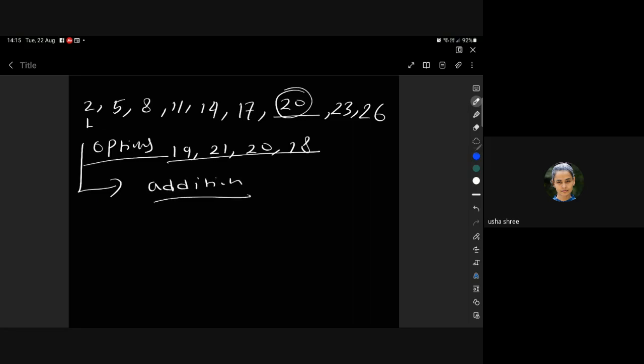So if you find the difference of the first and second number, it will be plus 3, then plus 3, then plus 3. Here also plus 3, plus 3. So obviously the next will be plus 3. Each and every number is getting increased by 3. So it will be 20.